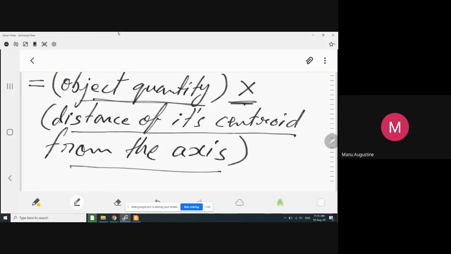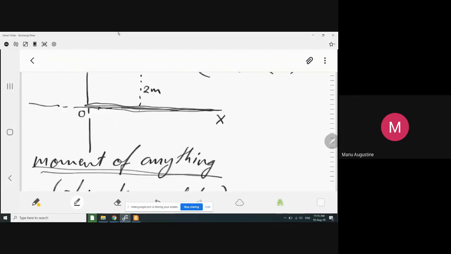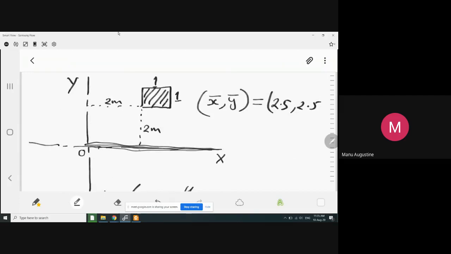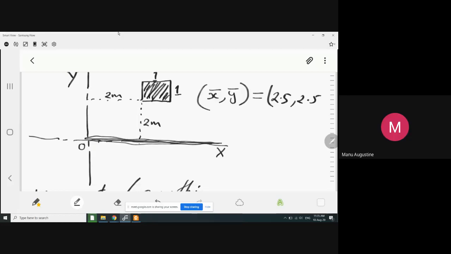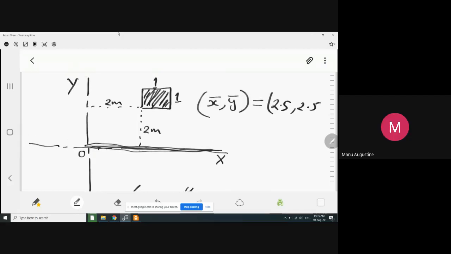That's it. So now we come back to this question. What is the moment of this area about the x-axis? What is the answer? 2 meter is wrong.